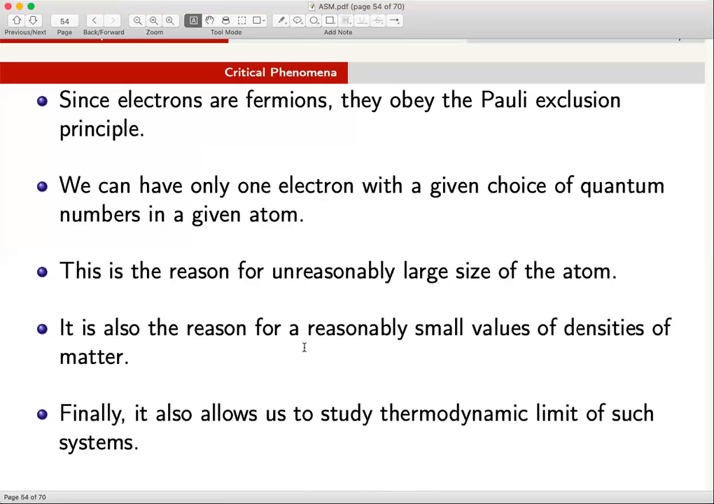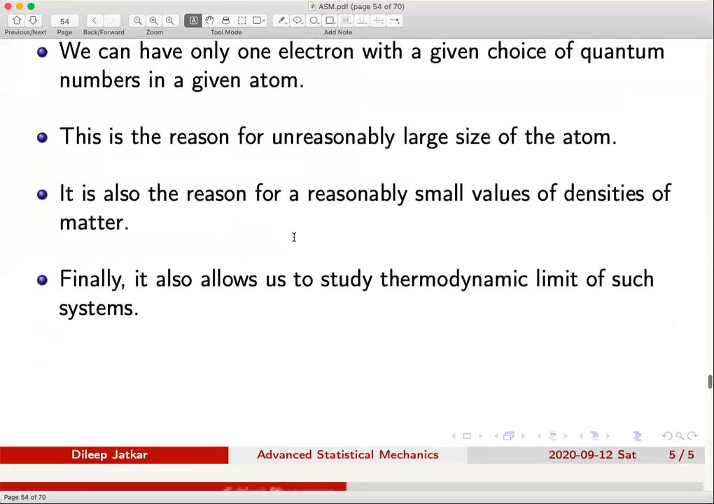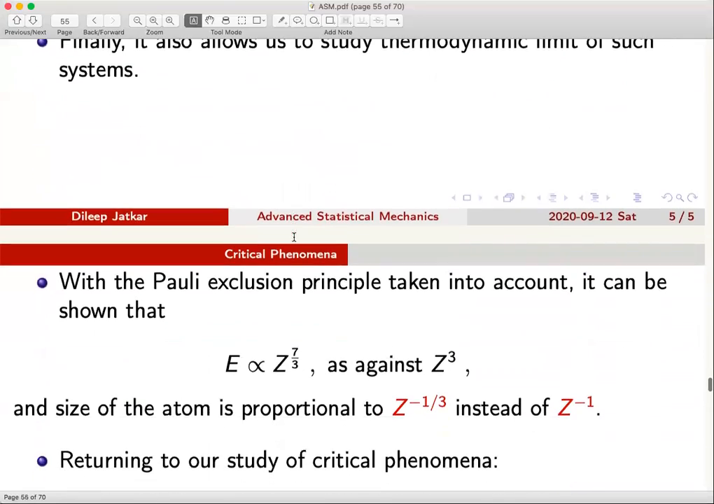And the final thing is, of course, that because of these things, that the atoms have larger size and systems have lower densities, we also find that we can take the thermodynamic limit of this kind of system, unlike a system which consists of purely bosonic material.